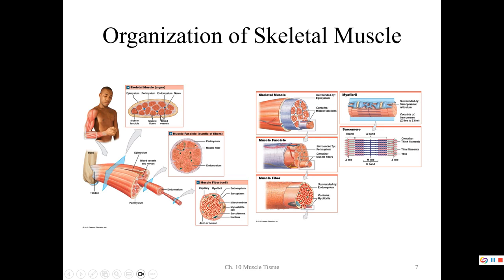Okay. Now, around the whole muscle is the epimysium. Around a fascicle is perimysium. And around a muscle fiber is endomysium.